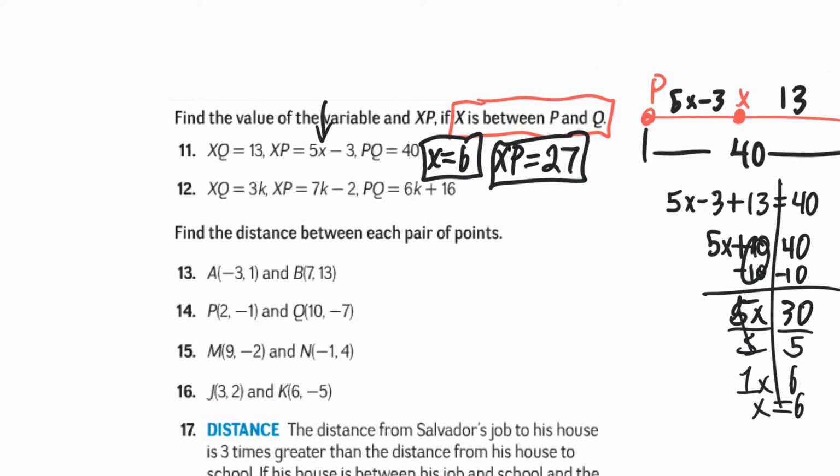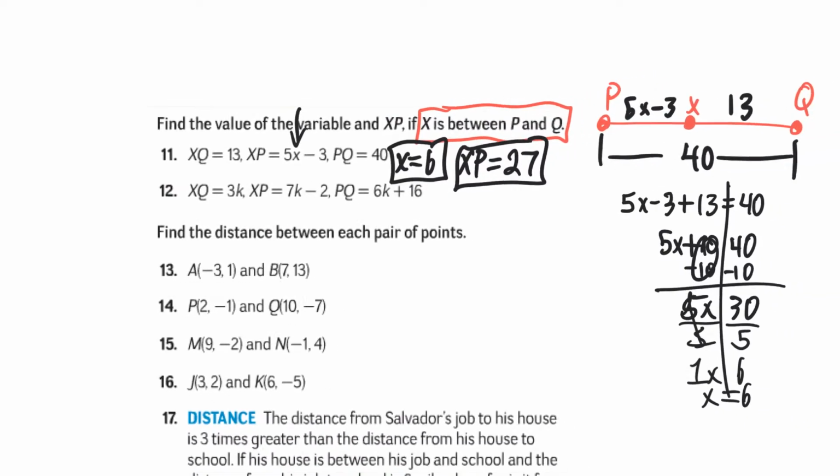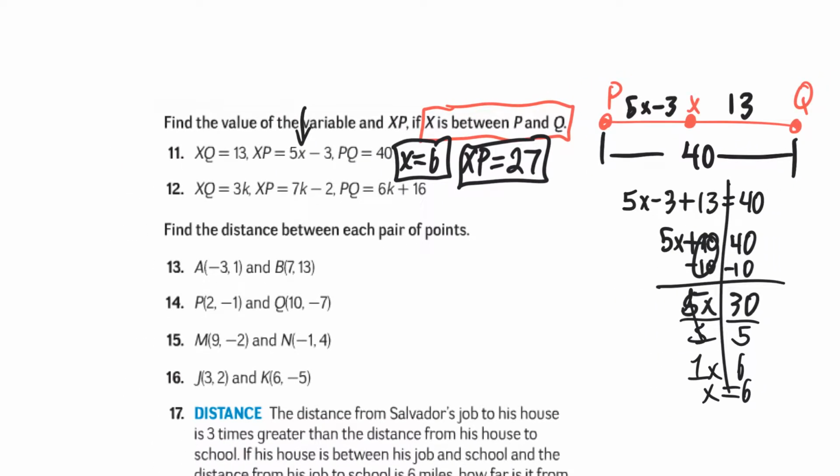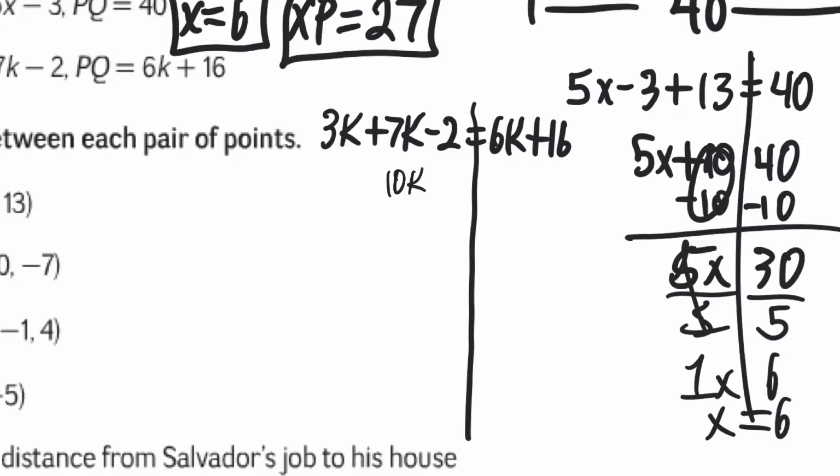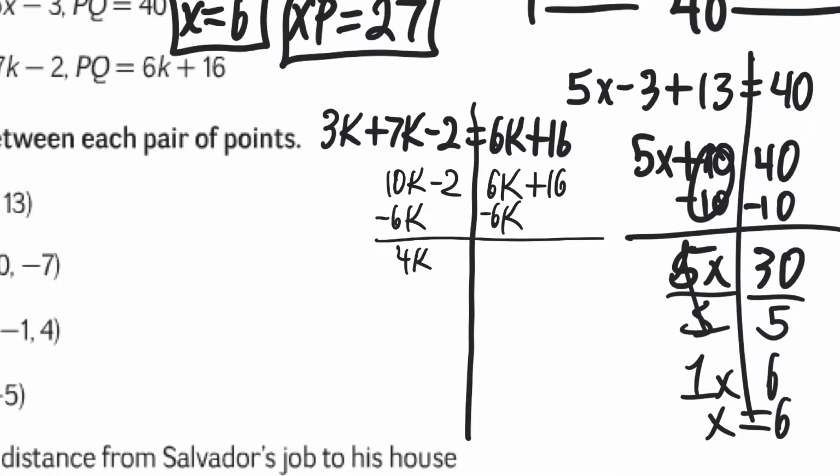Okay, number 12 is the exact same thing, so I'm not going to label that on there, but to set this up, it's going to be 3k plus 7k minus 2 equals 6k plus 16. All right, and so 10k minus 2 equals 6k plus 16, subtract 6k. You get 4k minus 2 equals 16, add 2. This zeroes out, 4k equals 18, divided by 4.